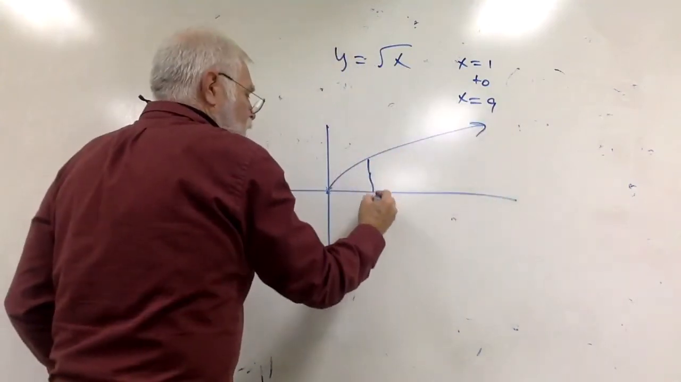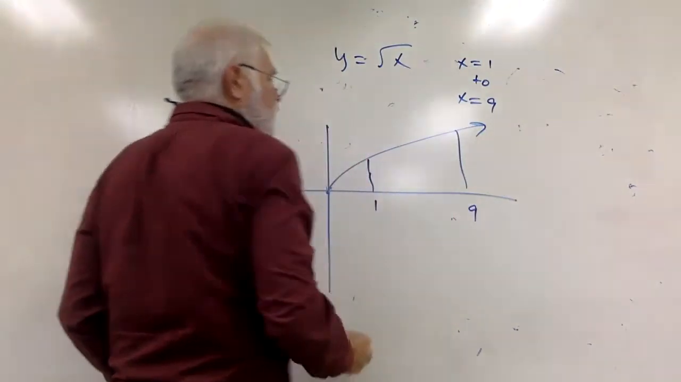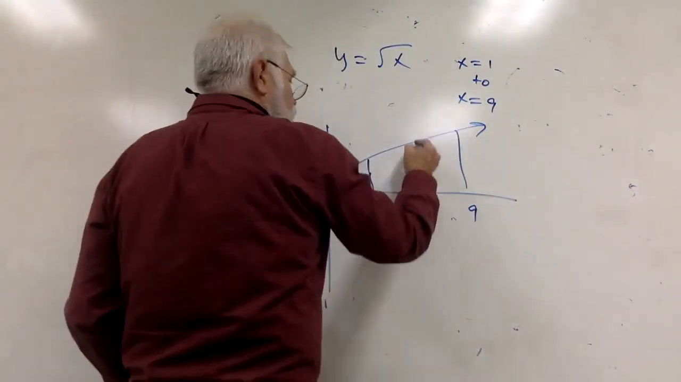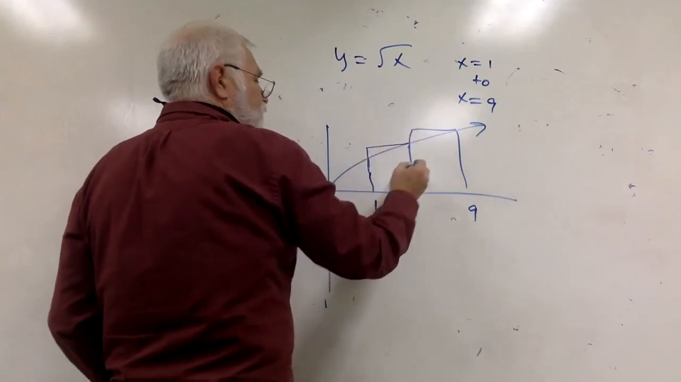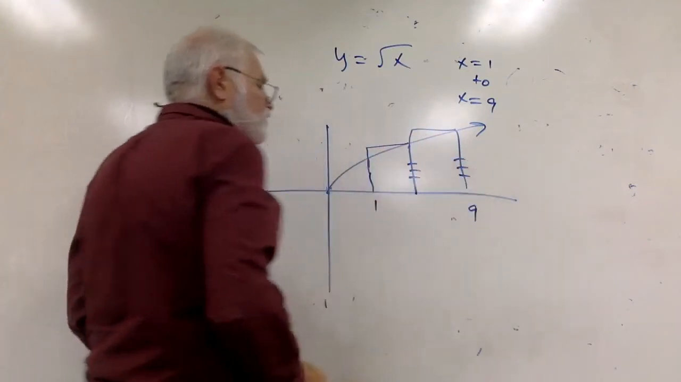I go from 1 to 9. I want to approximate this with right-hand rectangles. I need the one in the middle. Right hand is this, and that overestimates. I'm using the right sides of the rectangles.